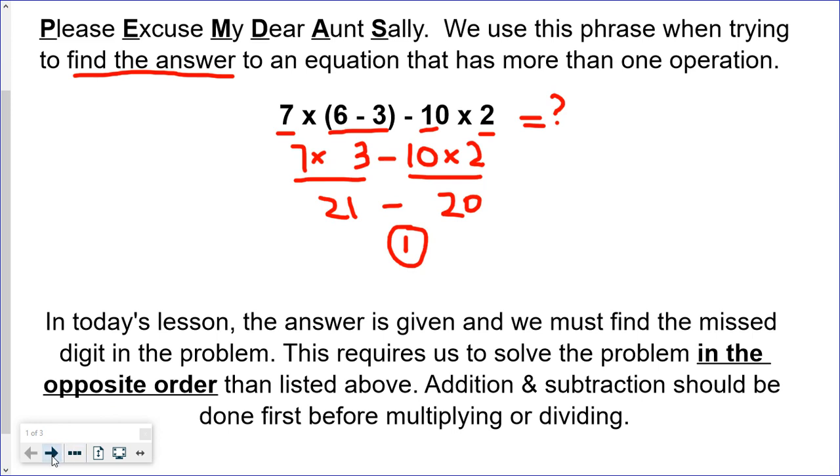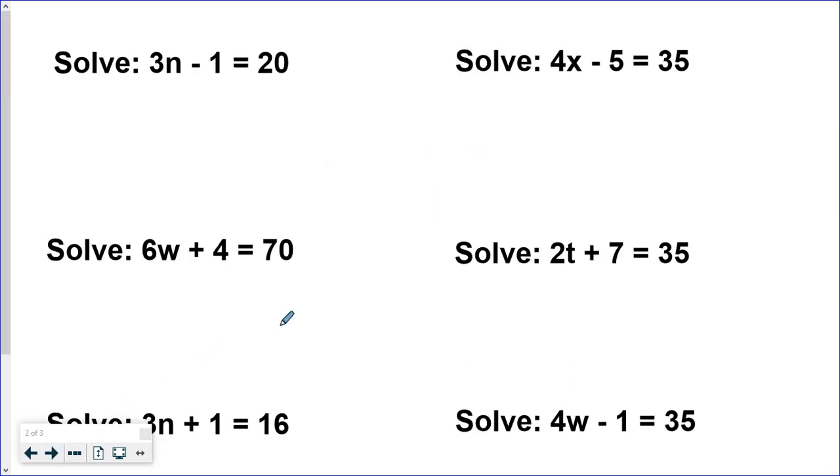All right, let's take a look at a number of problems for today. All your problems are going to look very similar to this, where they're going to say, solve this problem. They're going to say 3n minus 1 equals 20. Like I said, notice this problem actually tells you what the answer is.